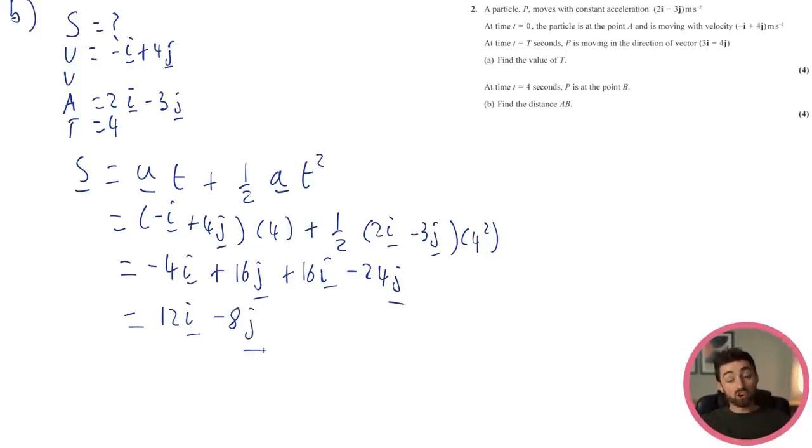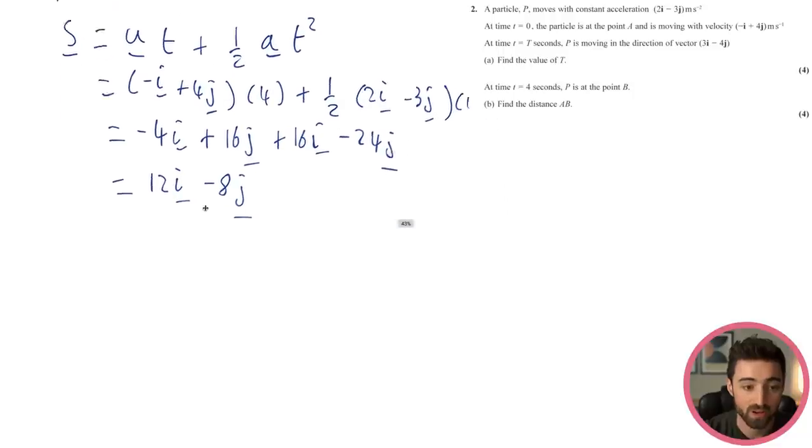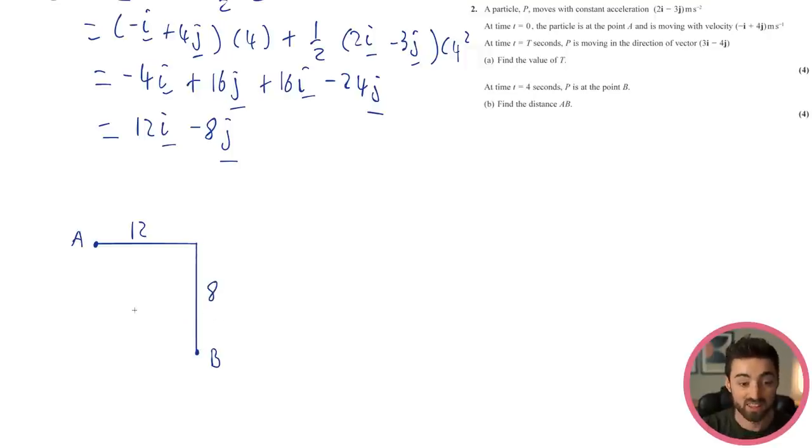Okay, are we done? We're not. Because what we currently have is the displacement between A and B. But we want the distance. So let me highlight that difference for you here. A is going to be here. B is going to be here. Note how I don't know exactly where A and B are, but it doesn't matter because I just care about them relative to each other. So what I know is that the displacement from A to B is going to be 12i. So I get 12 going this way, and then I'm going to get 8 going down this way.